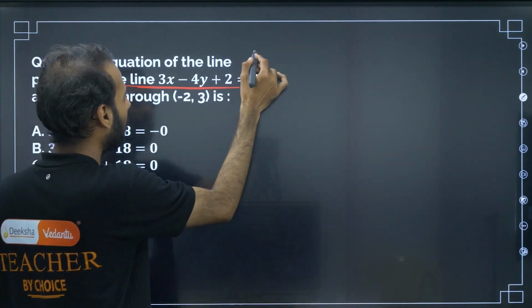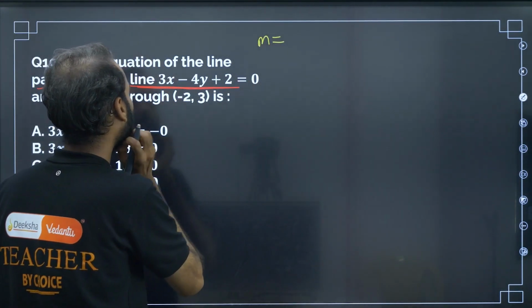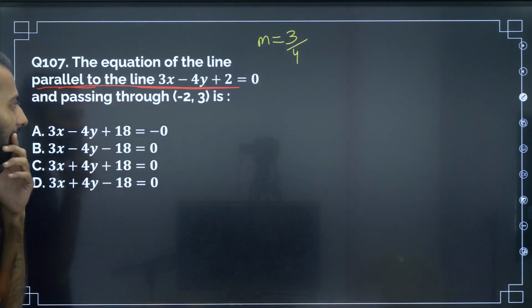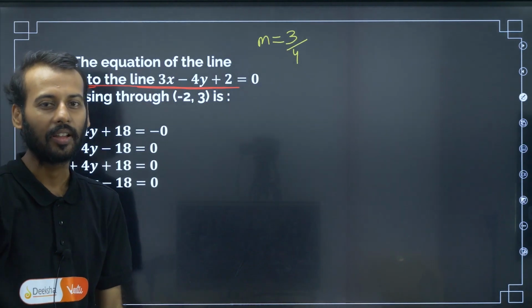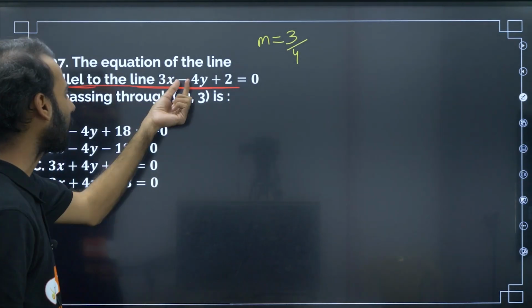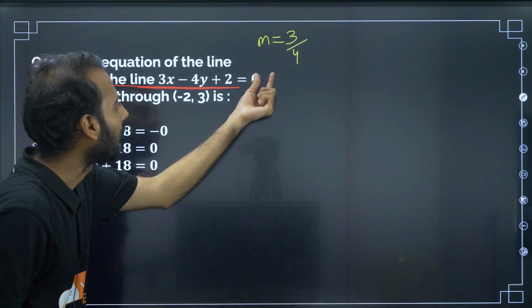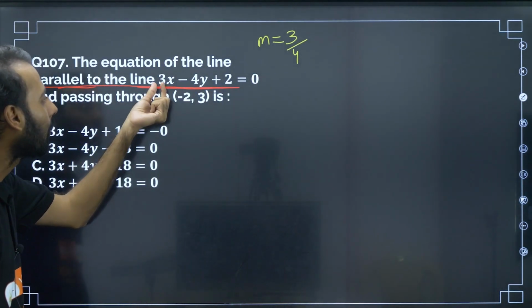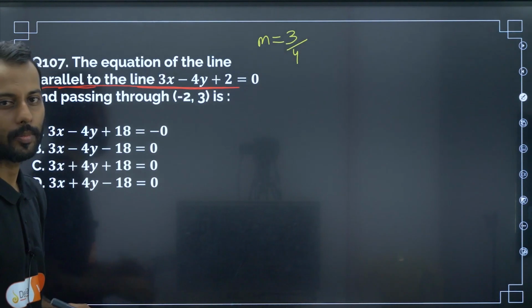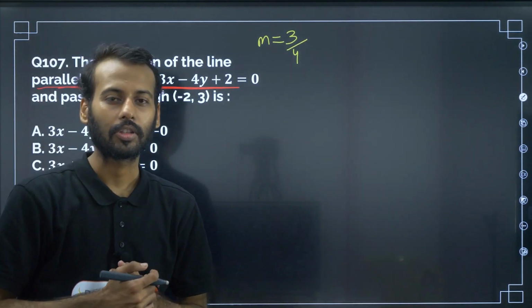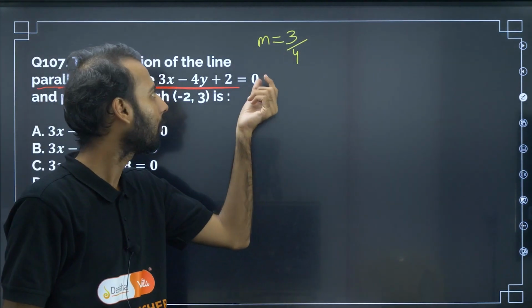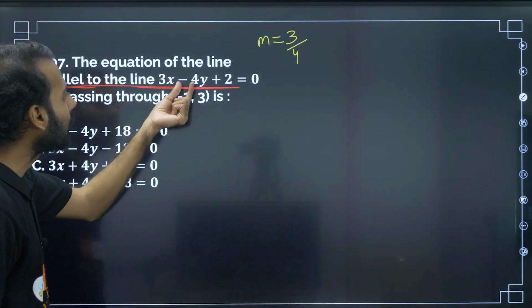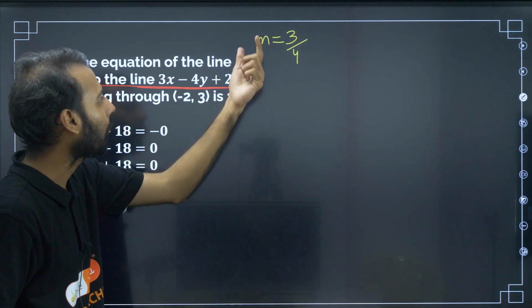See here, I will transpose that 4. So m is equal to 3 by 4. Sir, we are not understanding this. Just transpose 4y to that side, you will get positive 4y, divide by 4 on both sides, you will get 3 by 4, and try to relate it with y is equal to mx plus c. Practice straight lines because it is very important. Eventually you will understand why I have written. The equation of the line parallel to the line. This line's slope is m, 3 by 4 we got.